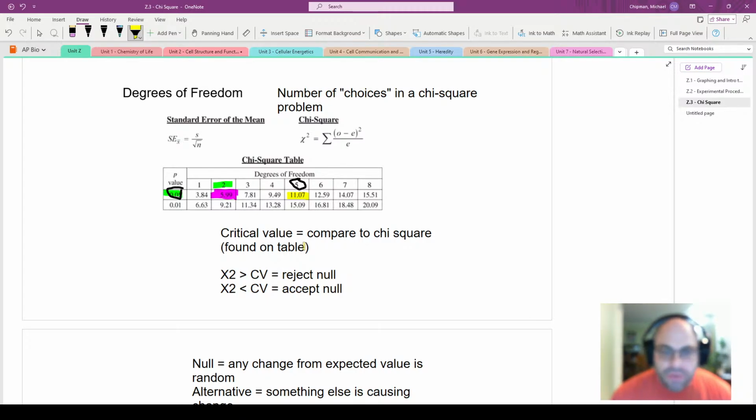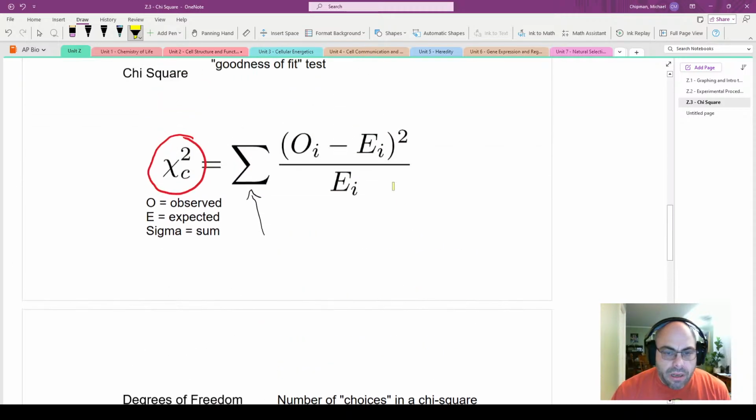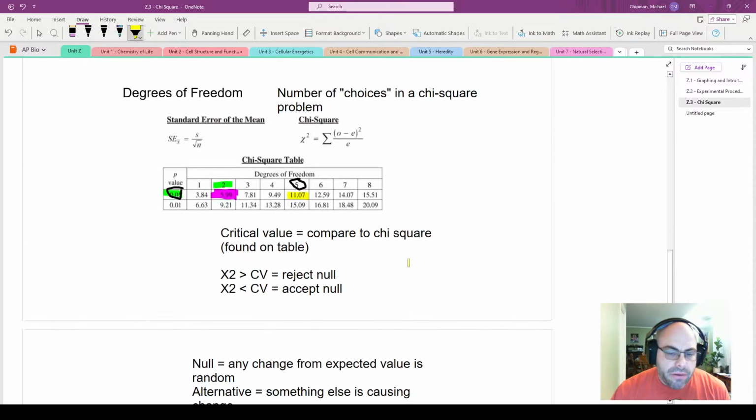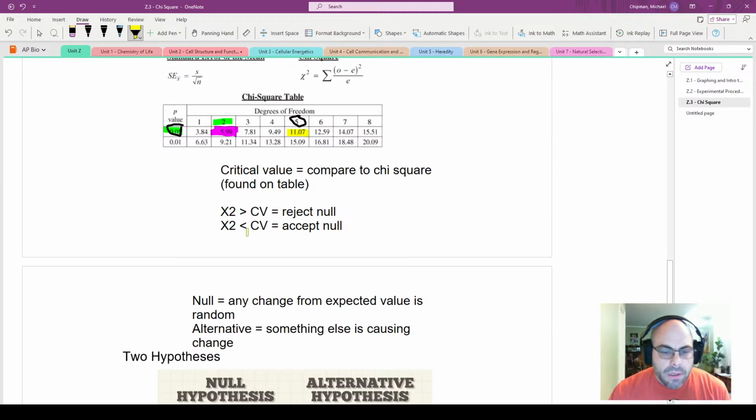We call this the critical value, right? And now what do I do with that critical value? Well, I compare it to my chi-square. My chi-square is lower than my critical value. And so what do I do? Well, if my chi-square is lower than my critical value, I accept the null. Now, there's a lot of people that will really hate that terminology, and they'll say, no, what you should say is you fail to reject the null. Who cares? It's not that important.